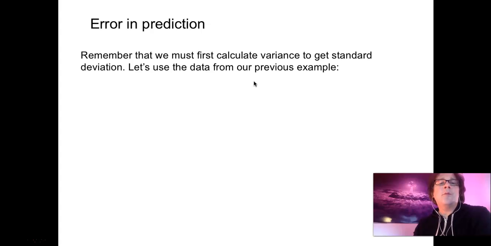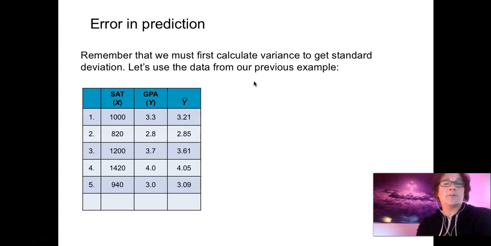Okay, so when we talk about error in prediction, remember that we must first calculate variance in order to get standard deviation. So this is going back to probably week 2 or 3 of 221. But let's take a look at our data as an example here. So going back to the data that we calculated, we have our calculated predicted y scores, y hat scores, and we have our actual y scores and our actual x scores, right? But we calculated these. These are the predicted scores.